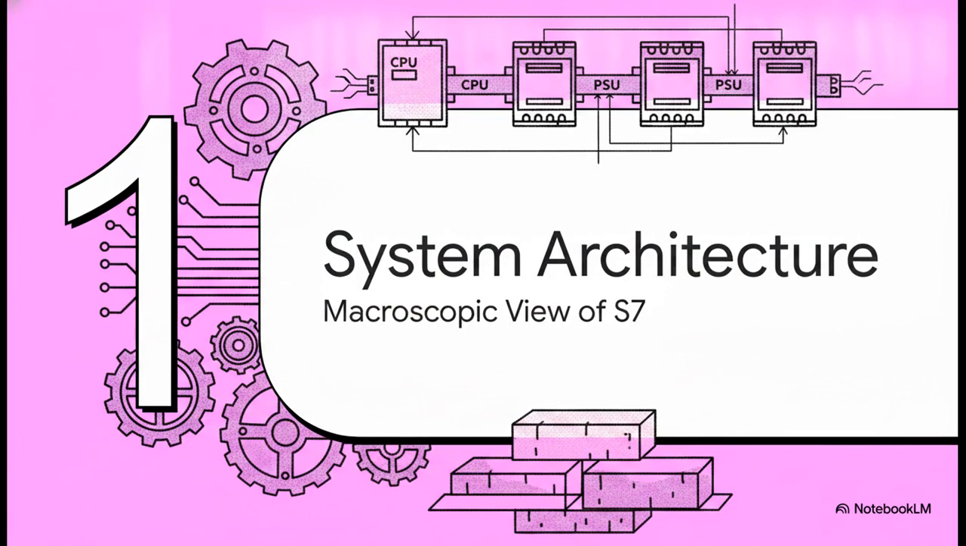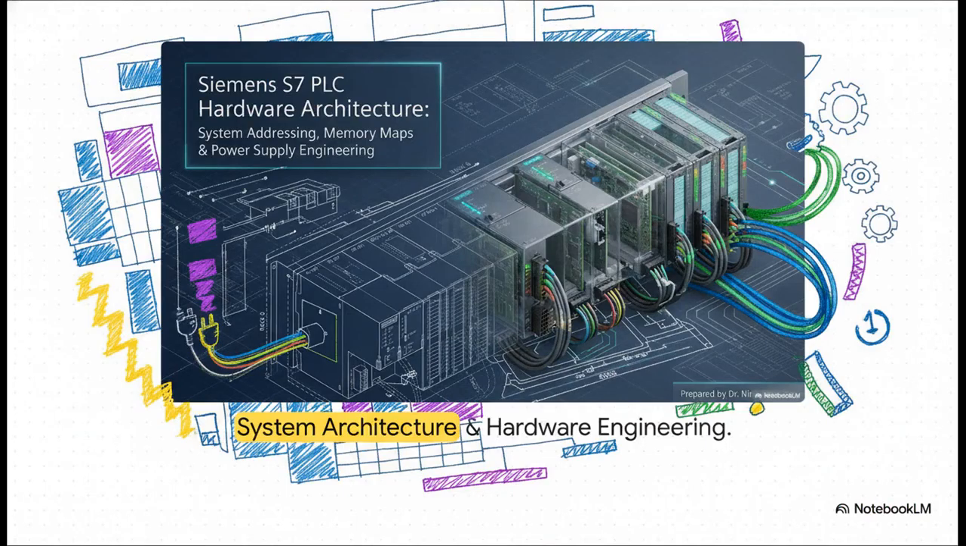Section 1, System Architecture Overview, the macroscopic view of the S7. Here's the complete S7 hardware architecture, fully assembled right on the rack. It's a lot like a giant puzzle, where every single piece is absolutely crucial. Notice the seamless integration of distinct systems here. You've got power supply modules routing energy right alongside memory maps and system addressing protocols, all smoothly locking into that physical backplane. Everything has an exact place, forming this highly organized, incredibly robust industrial brain.